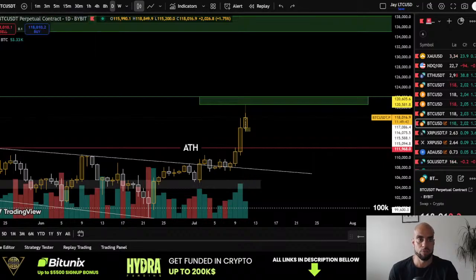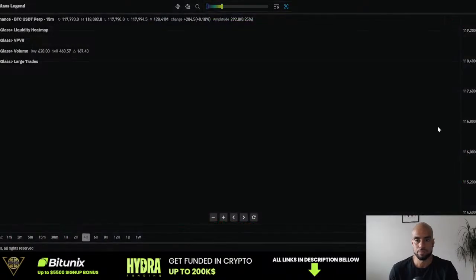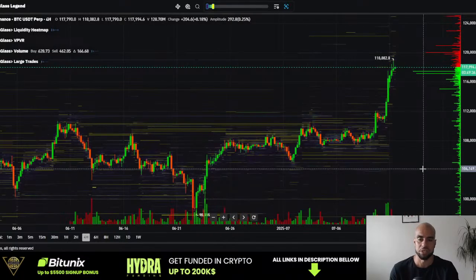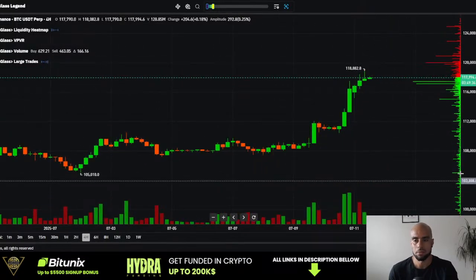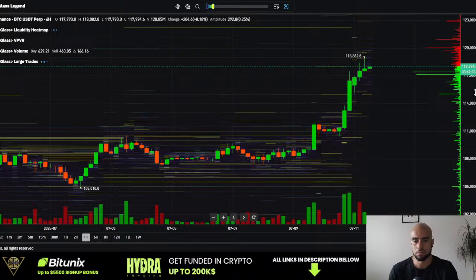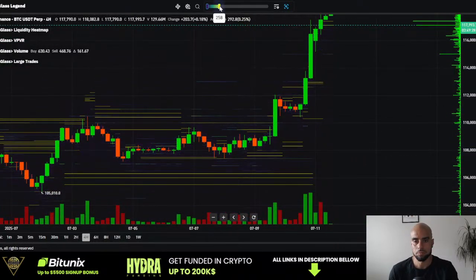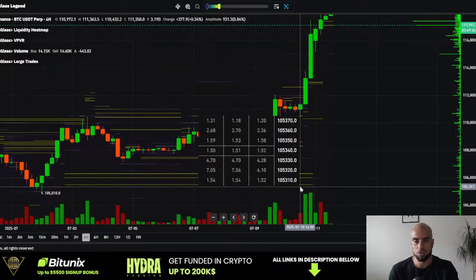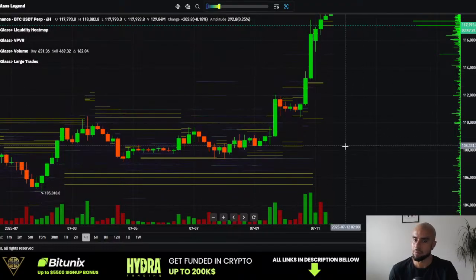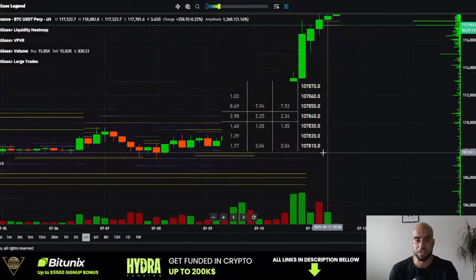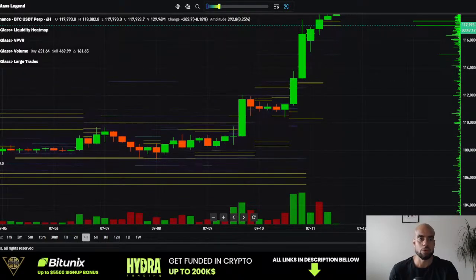Why? Because if we look at the liquidity levels, we will see that we have major chunks of liquidity at those levels. Let me see. Here, 105, 106, 107K, major chunks of liquidity. Also here, 112, 113K. So there's a big chance that we pull them back there.